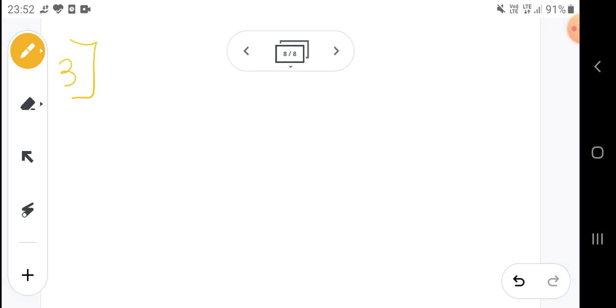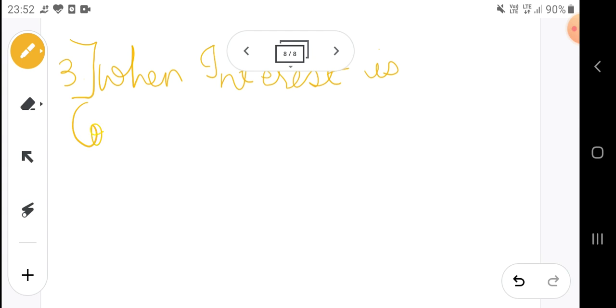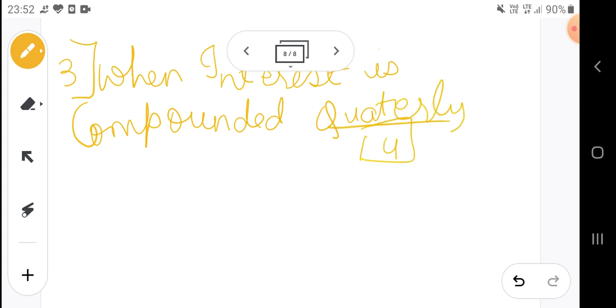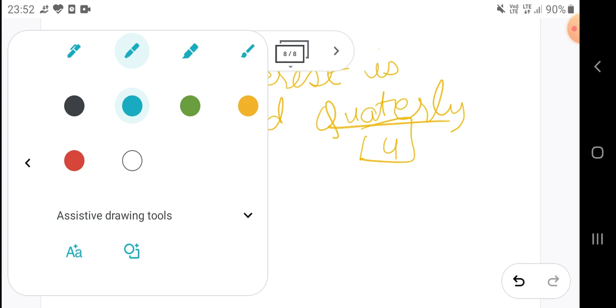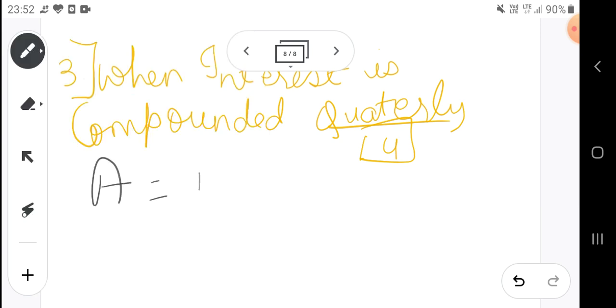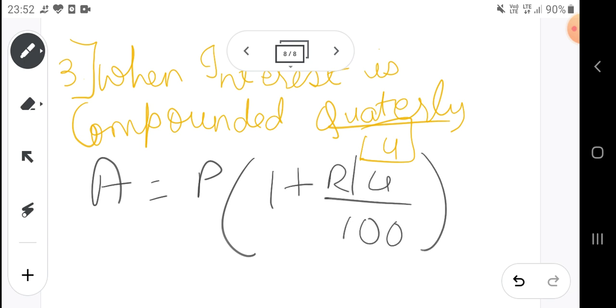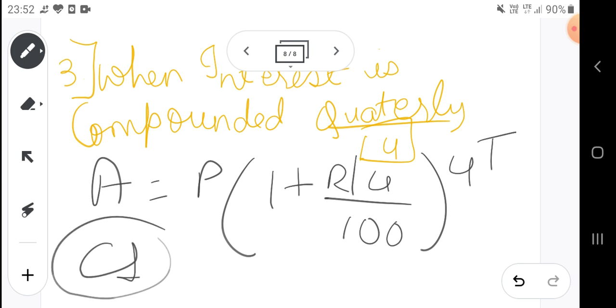Third case comes to us when interest is compounded quarterly. You all must be knowing quarterly means what? 4. So let's see the formula. Amount equals P (1 + (R/4)/100) raised to 4T. Now always remember that CI, if you want to find, you can subtract A minus P.